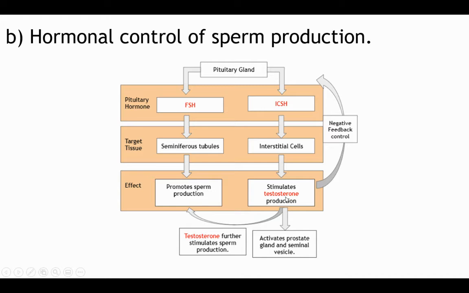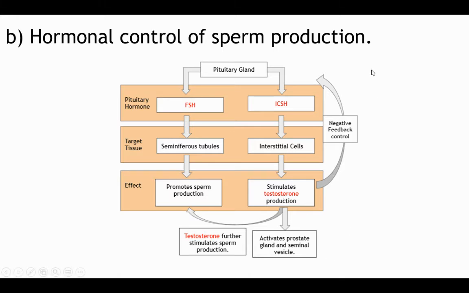Testosterone has threefold functions. Firstly, while FSH is stimulating sperm production, testosterone aids in this, so it further helps to stimulate sperm production. Its second goal is to activate the prostate gland and seminal vesicles to produce their secretions. So remember from the previous key area that the prostate gland and seminal vesicles aid in the mobility, so the movement, and the viability, so survival, of our sperm.